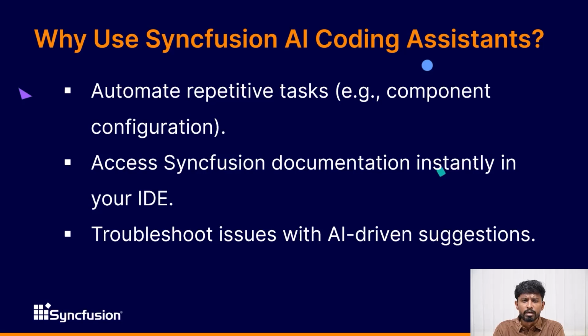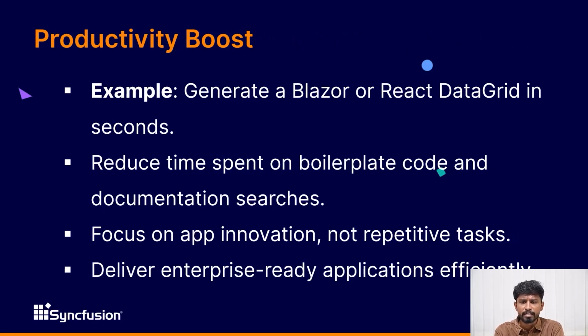So let's break it down. Imagine you are tasked with building a Blazor dashboard with a grid, chart, and scheduler. Without the assistant, you would spend hours configuring each component, checking documentation, and fixing errors. With the Syncfusion AI Coding Assistant, you can type a prompt like create a Blazor grid with paging, sorting, and filtering and get working code in seconds. You can then tweak it to fit your needs, saving hours. The same applies to React. Whether it's a data grid or a complex dashboard, the assistant streamlines the process, letting you focus on innovation.